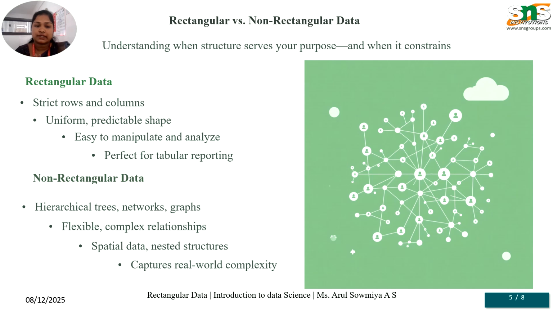The next one is non-rectangular data. Non-rectangular data does not follow any row or column format. That is, it is hierarchical trees or networks or graphs. So it looks like a tree list or network, and it can be used when data is complex. That is, spatial data or nested structure where we can solve complex relationships or complex data problems. For example, Facebook friend network, folder structure in our computer, and nested JSON files are some of the examples.